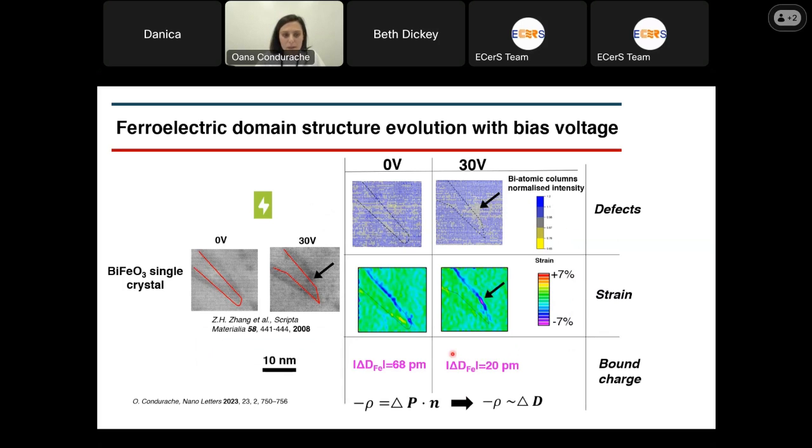Okay, and this is again in a bismuth ferrite single crystal, one triangular-like domain wall. And with the electric field, we are able to change the plane of the wall and induce some changes. For instance, we have strain redistribution, but we believe we have also bismuth vacancies redistribution. And because we are changing the plane of the wall, we also change the magnitude of the projected displacement, so we can create different bound charge distribution.